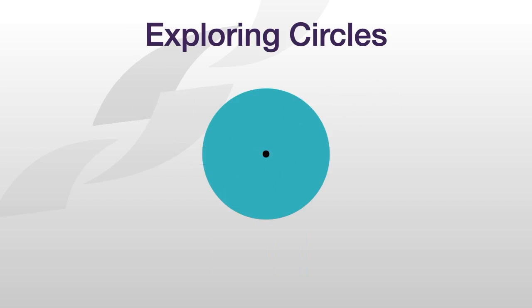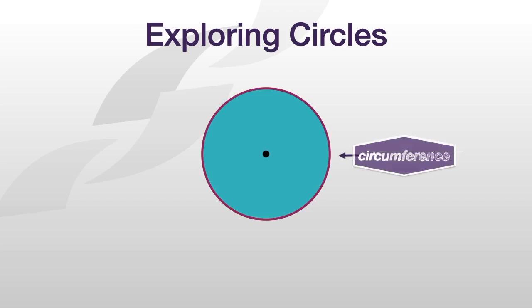Here are two more things that we can measure on a circle. First, the measure of the length of the edge of the circle, meaning the distance around the circle, is called the circumference. Area refers to how much space is enclosed within the circle.